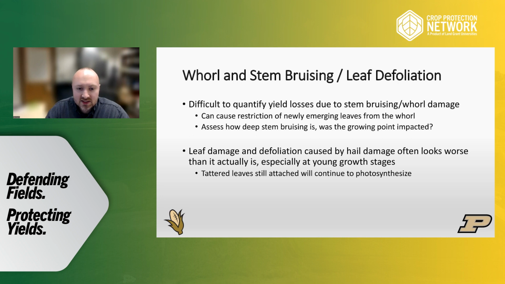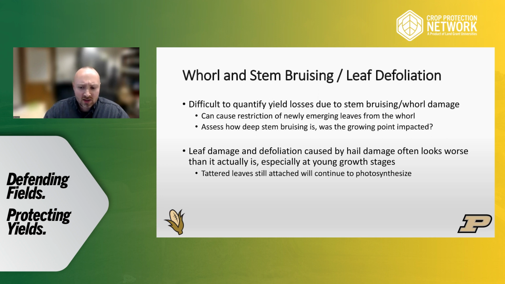Another big area is obviously leaf defoliation. That's probably the big thing that comes to mind in terms of hail damage in corn. Leaf damage and defoliation caused by hail a lot of times just looks worse than it actually is, and that's why we're back to being patient, especially at those young growth stages. In the young vegetative growth stages, corn can tolerate a lot of leaf loss at that point in time. It's just not going to lose a lot of yield. It can recover quite well at that point in time.